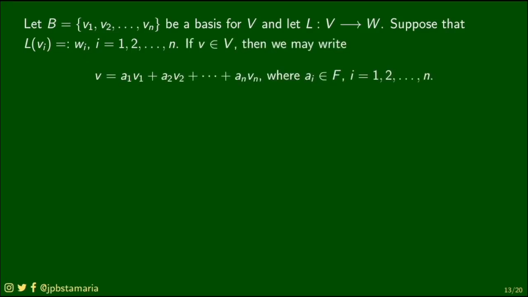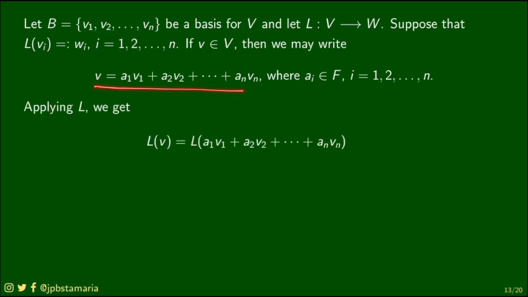Now, if V is an arbitrary element from the vector space V, we know from the previous lesson that because B is a basis, you can actually write V as a linear combination of the V sub i's, like so. In fact, the scalars ai's over here are uniquely determined because B is a basis. Right?